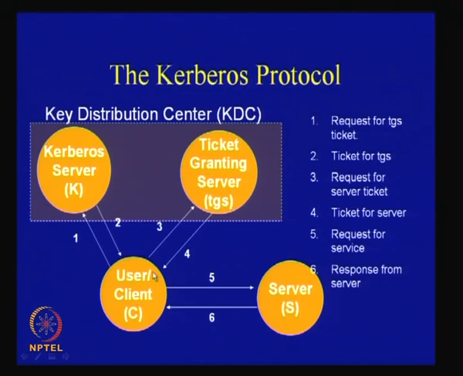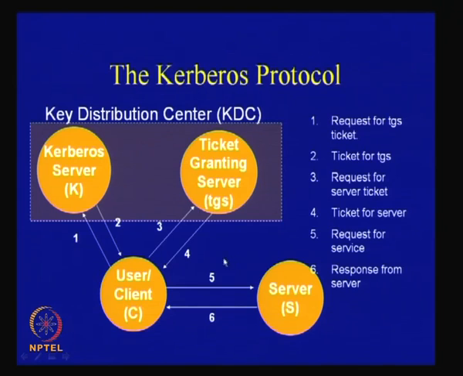Then the client communicates with the ticket granting server and requests the actual server ticket, like the ticket for the service which it wants from this server S. Then the ticket granting server gives the ticket to the user client. The user client then requests the service and obtains the corresponding response of the service. So this is the broad idea.